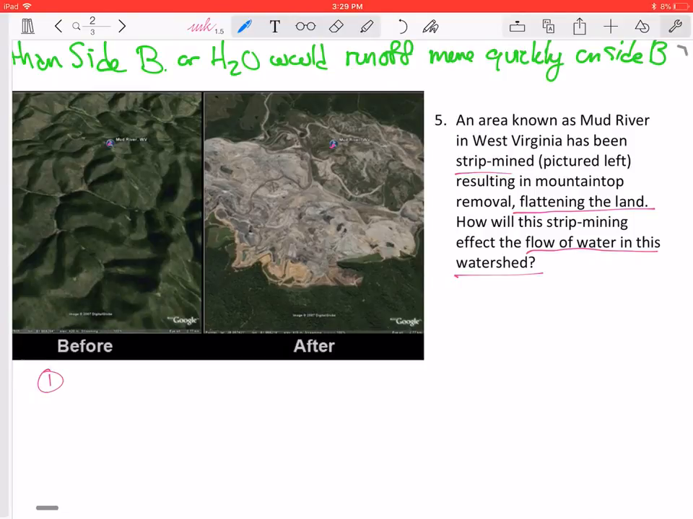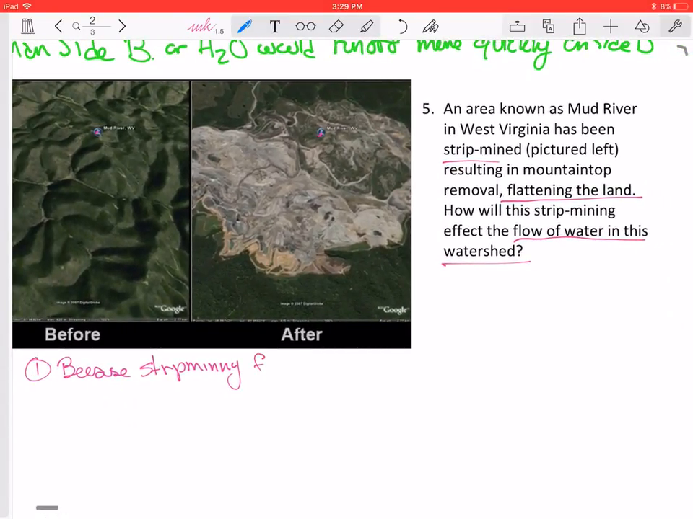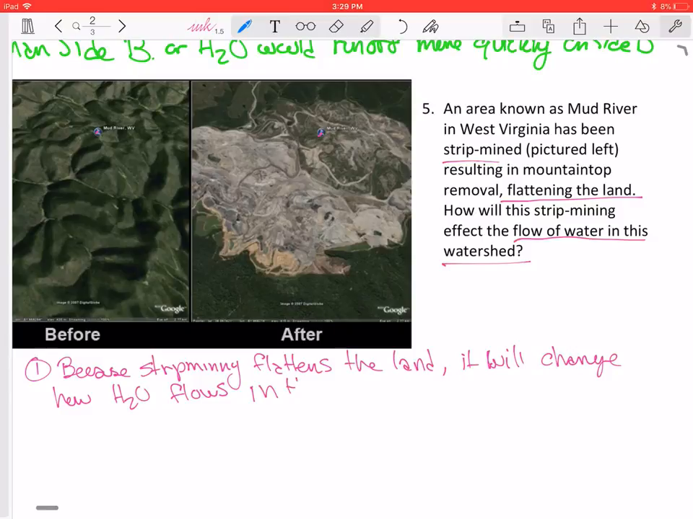So your first response that would have been acceptable was because strip mining flattens the land, it will change how water flows in the watershed.